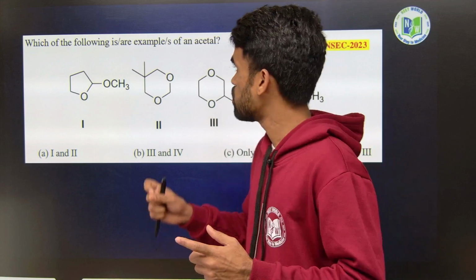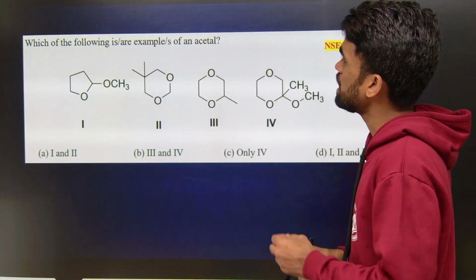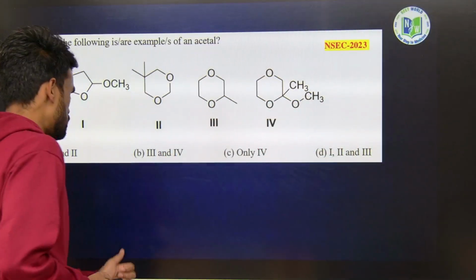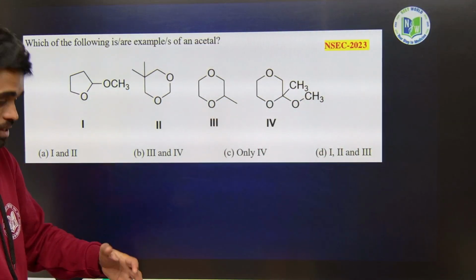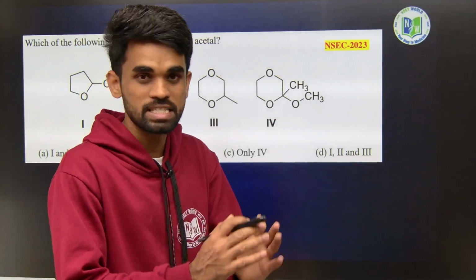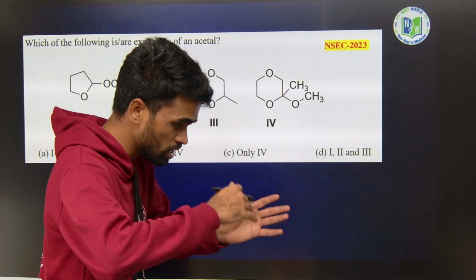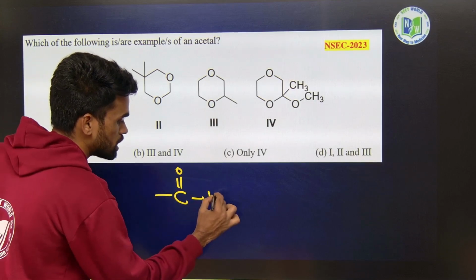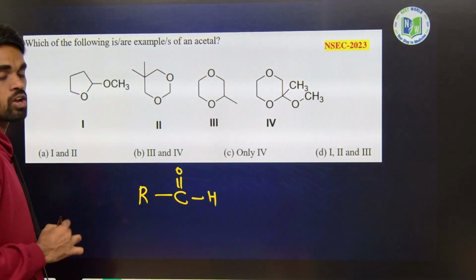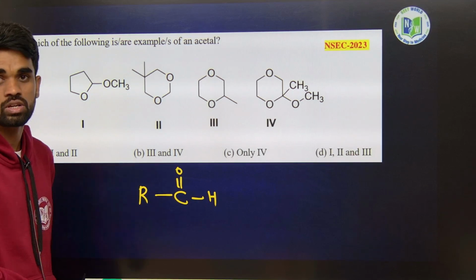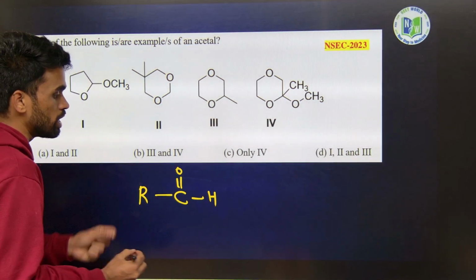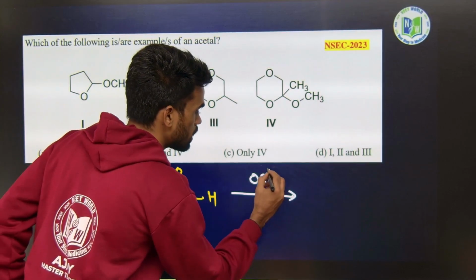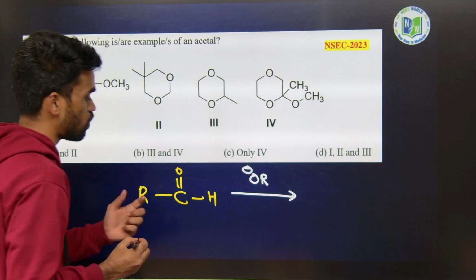So look at here, which of the following are examples of an acetal. First of all, tell me what is an acetal. Acetal comes from acetaldehyde, or simply I can say aldehydes. You just take any aldehyde, not exactly acetaldehyde. Aldehyde means it should contain one hydrogen definitely, and this side it can be any R group, alkyl group, or it can be a hydrogen also, like formaldehyde. So to this, if you add 2 moles of alkoxide ions, what are we going to get?